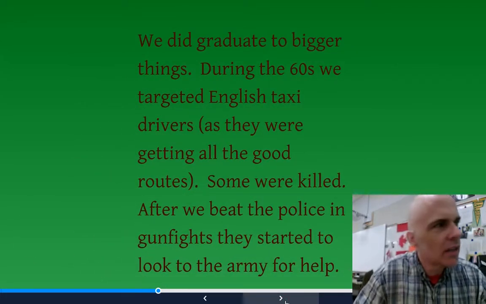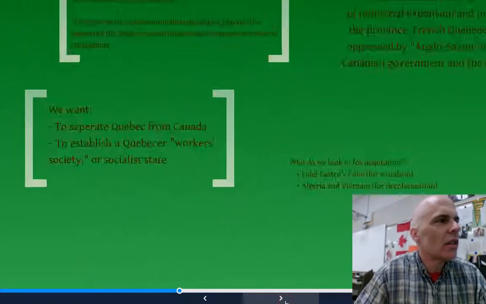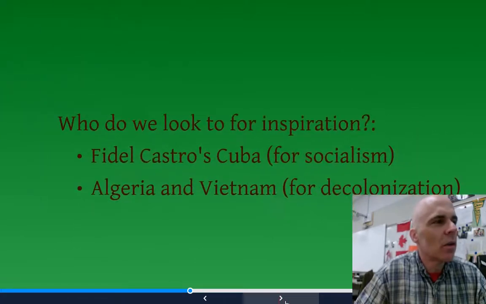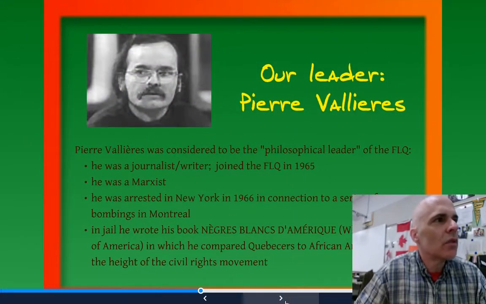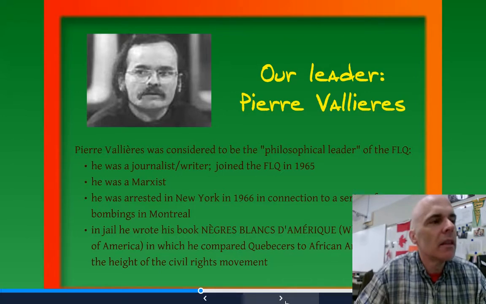So they begin in the 1960s by attacking symbols of English control in the province of Quebec, banks and universities and landmarks that are somehow connected to the oppression and the occupation. They targeted English taxi cab drivers. They fought the police in the streets. They tried to kill the Prime Minister, Diefenbaker, sorry, and that's what they want, an independent workers' paradise. Their leader was Pierre Vallières, and you can see the name of his book there. It shows that they're trying to say that in a time of civil rights movement in America, the Francophones, the Québécois, suffer the same kind of marginalization in Canada.